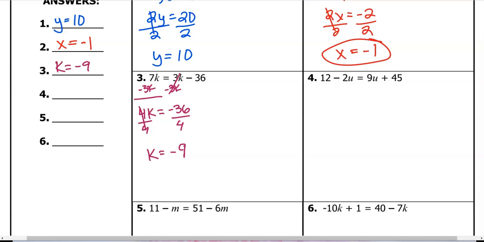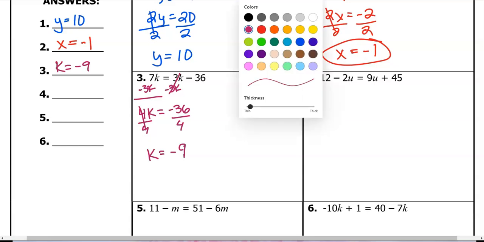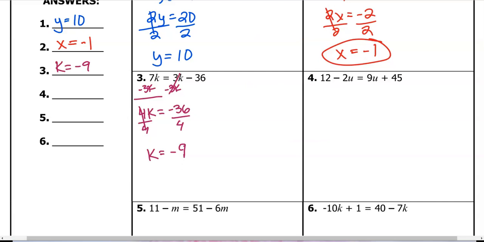All right, let's do 4 together, and then I'll let you do 5 and 6. All right, 4. You tell me what to do. Okay, how do you want to move it? Subtract it, okay. What does that give me? Well, what else is on that side, though? 12, then minus 11, equals what?